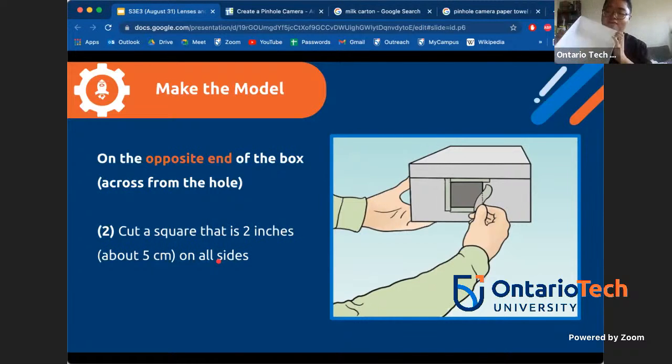And ideally, you want to make sure your square is also in the middle. That way, once your light passes through the tiny hole, it goes directly to the middle of the other side and allows you to view the image. Does that make sense?